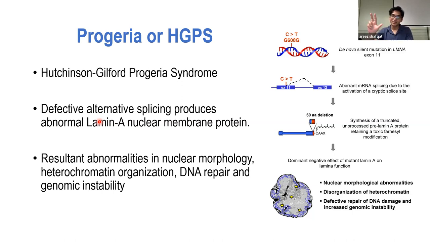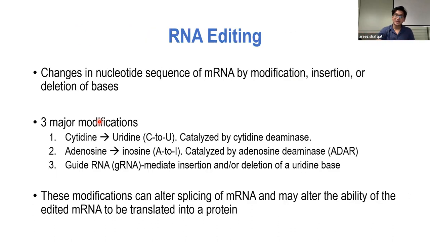So we've covered three examples of alternative splicing. We've covered beta thalassemia. We've covered lupus, in which you can have antibodies against SNRNP. And we've covered progeria, where there is defective lamin A because of abnormal alternative splicing. Do these three examples make sense? Yes, okay. All right, that's good.